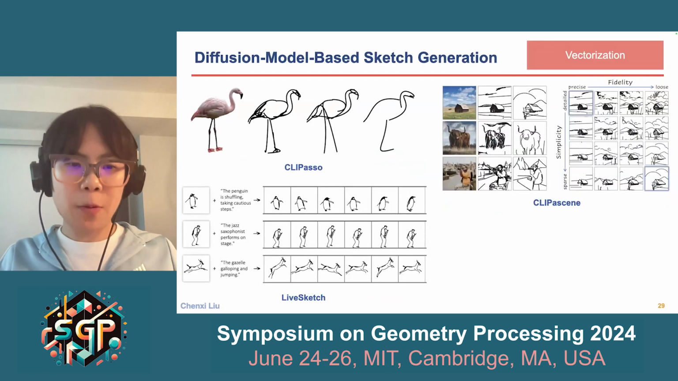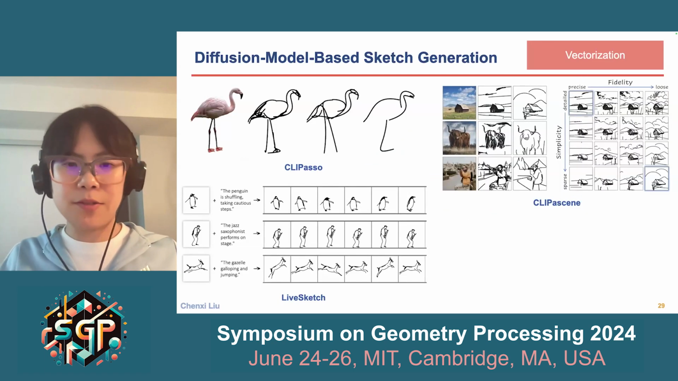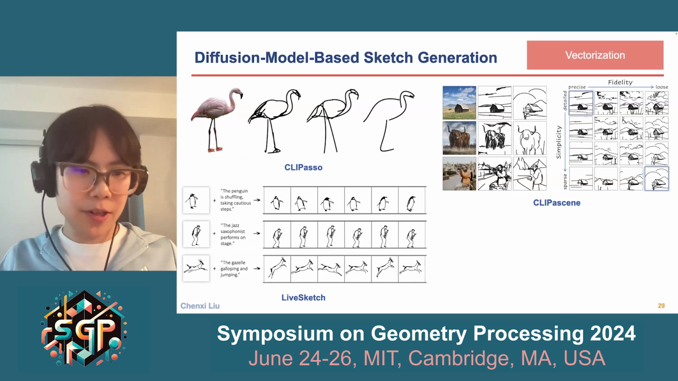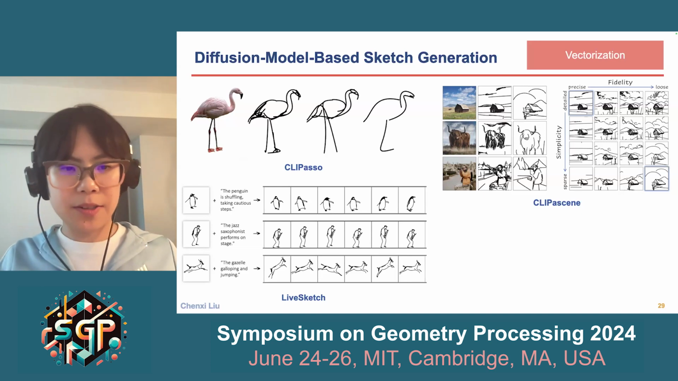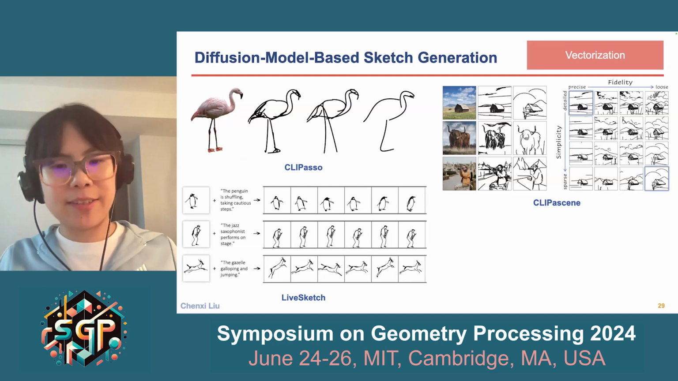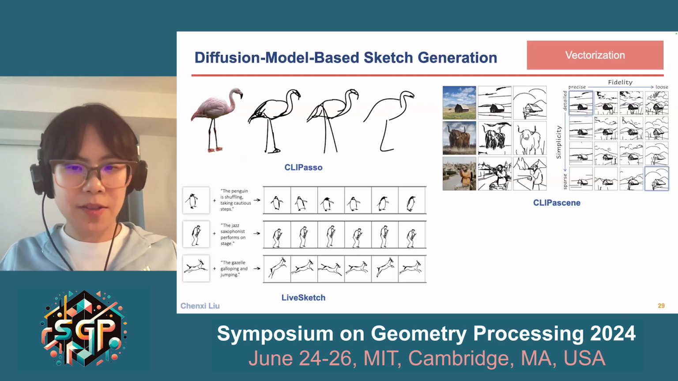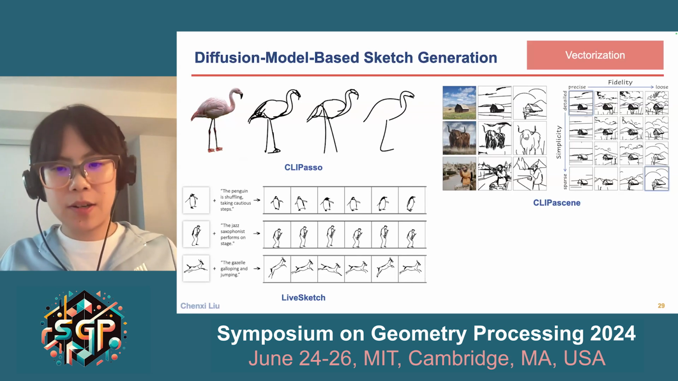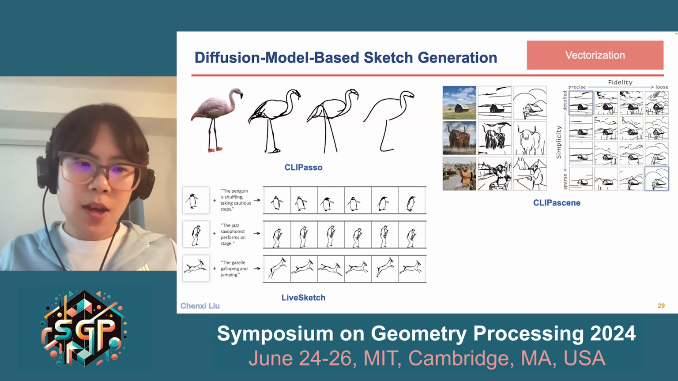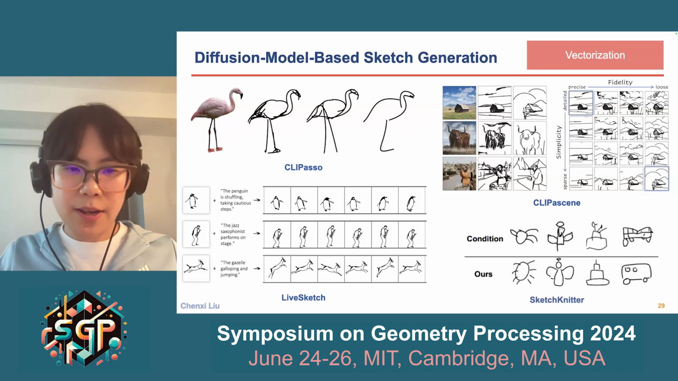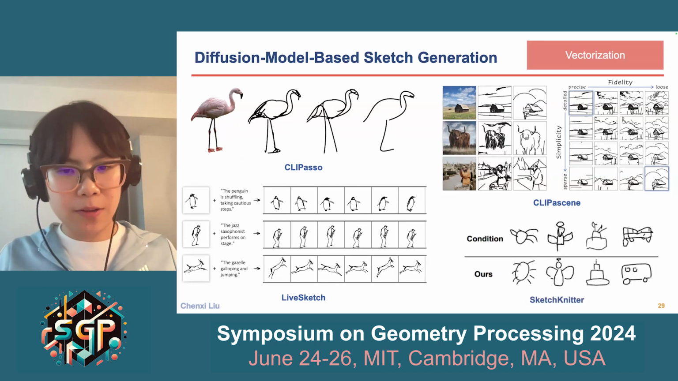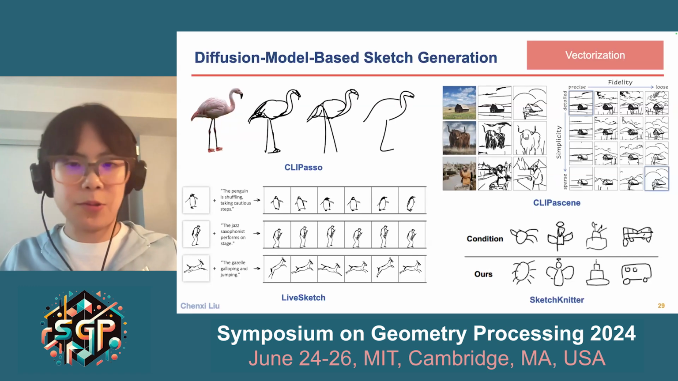One reason related topic in vector space is diffusion model-based sketch generation. CLIPasso started a series of work about generating vector sketches and videos using first CLIP loss, as the name implies, and then later score distillation sampling. Different from this, the paper SketchKnitter is about training diffusion models specifically for vector doodles.